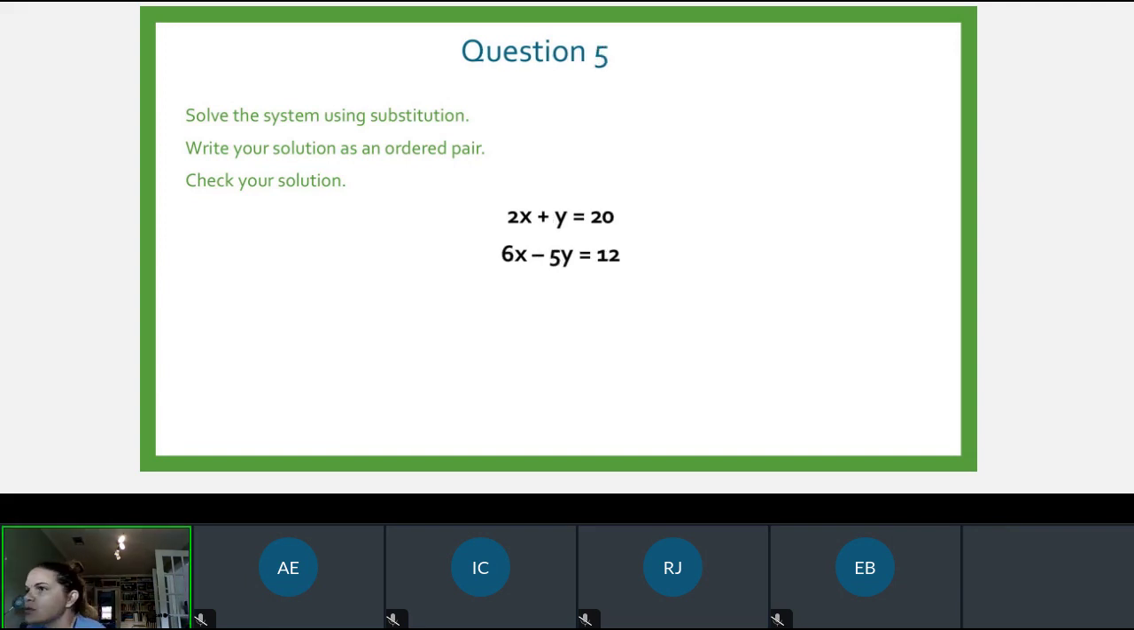Actually, let's do this one. This one will be just a little bit easier for you. So I'll give you a hint. We're looking for one of the variables to have a coefficient of 1. Here it is. So the first thing you're going to do is solve the top equation, 2x plus y equals 20. Go ahead and solve that for y first. And I'm going to pause. If you are stuck, send me a message and tell me what you've done so far or where you're stuck, and then I can help you get going again.